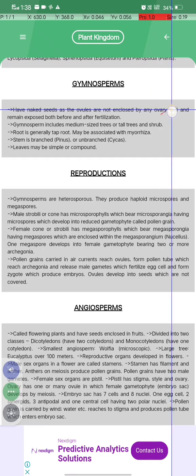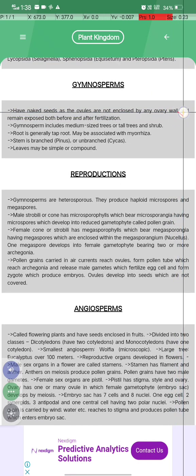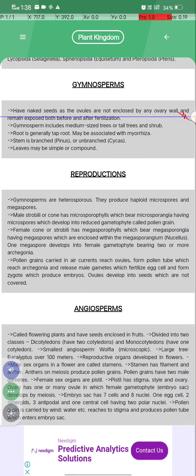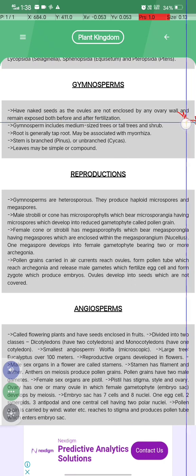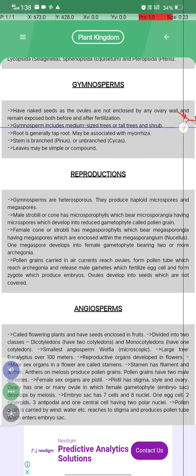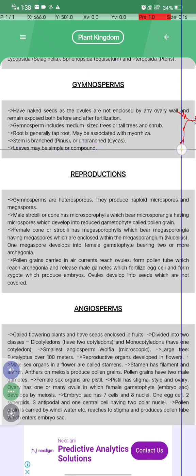Now gymnosperms have naked seeds, as the ovules are not enclosed by any ovary wall and remain exposed both before and after fertilization. Gymnosperms include medium-sized trees, tall trees and shrubs. The root is generally a taproot and may be associated with mycorrhiza. The stem is branched in Pinus and unbranched in cycas, and the leaves may be simple or compound. Reproduction.